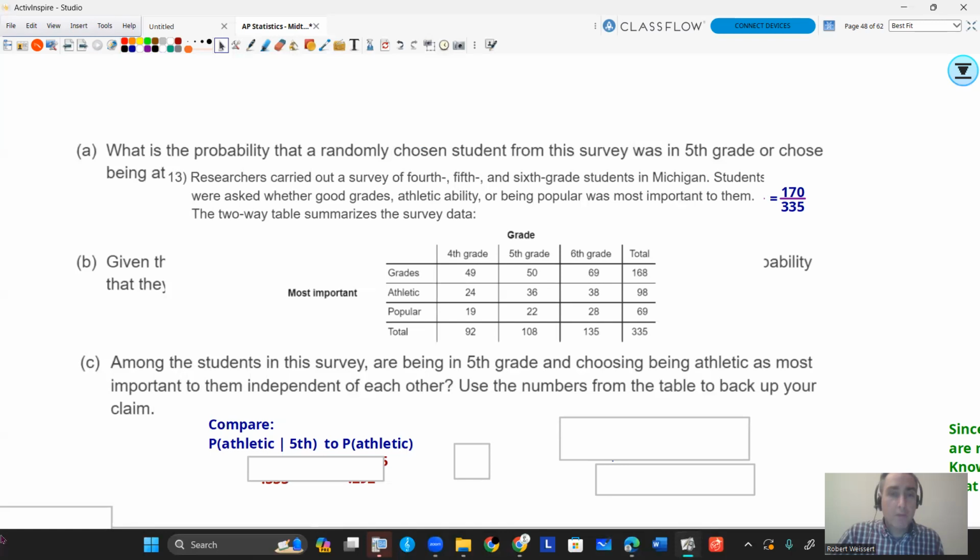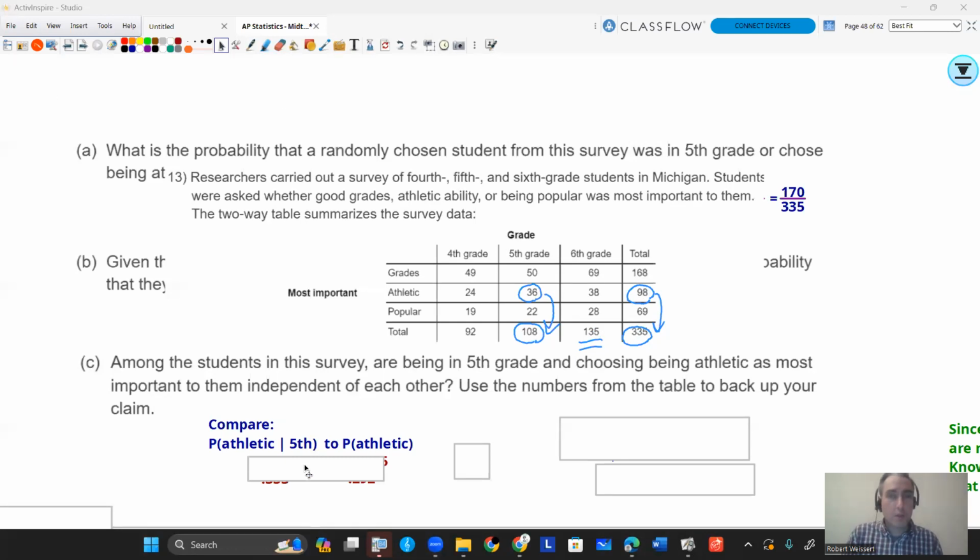We want to compare these two probabilities. In other words, is the probability of being athletic given fifth grade? So we just did this, 36 out of 108. Is that any different than the probability of just being athletic? So we kind of look in the table, we go over here and there, and we want to see, are they the same or are they different? Which one is it? So we test those.